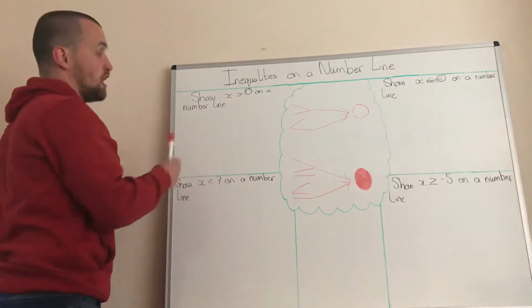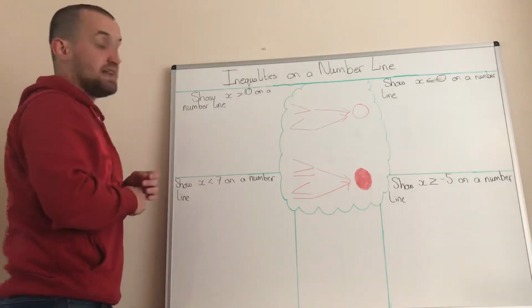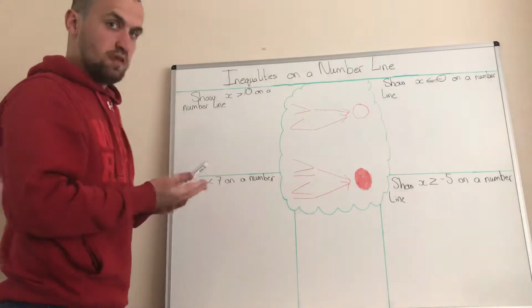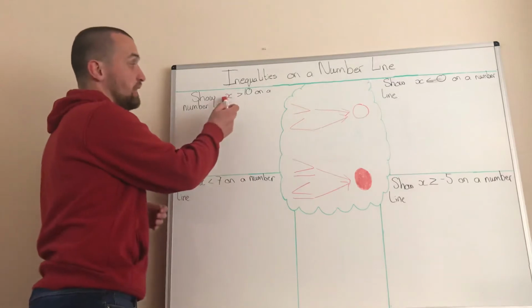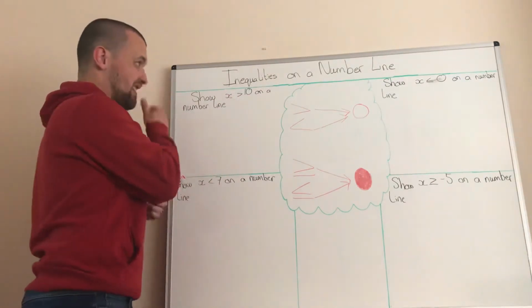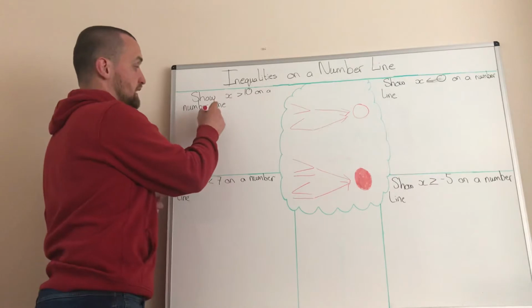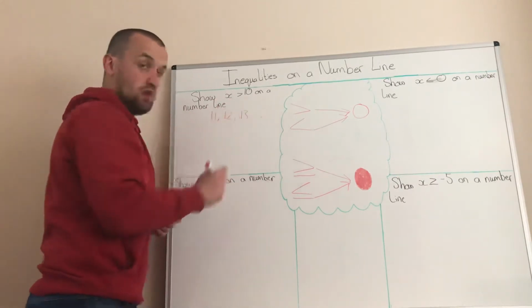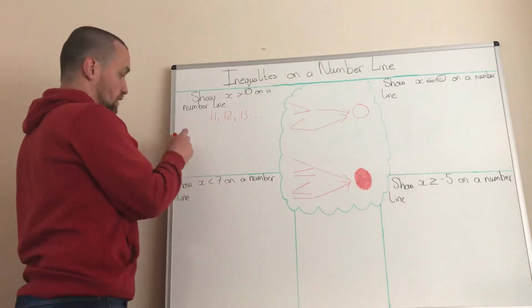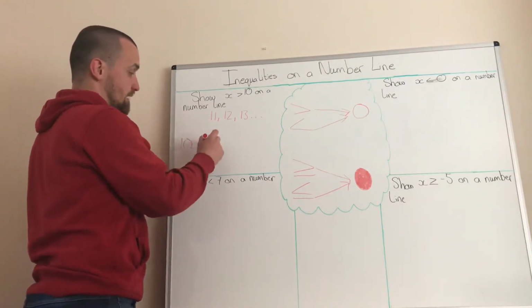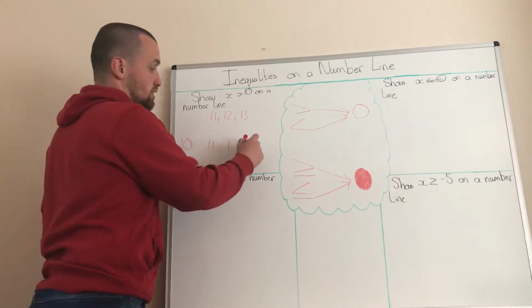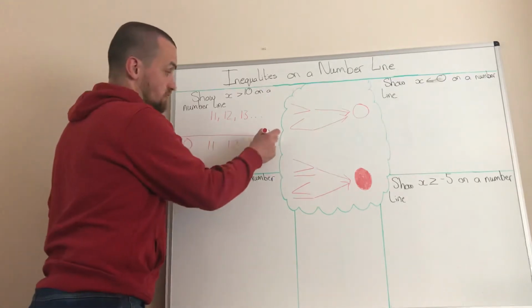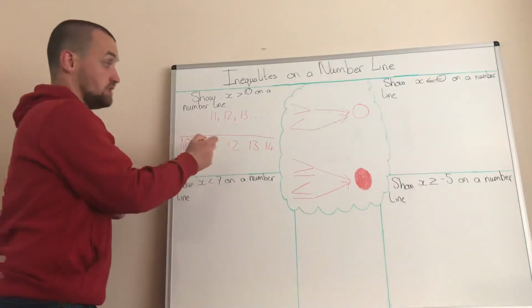So I've got an example here. Show x is greater than 10 on a number line. We all know what a number line looks like. That's not the difficult bit here. The tricky bit is putting this on a number line. So if x is greater than 10, x could be 11, 12, 13, and so on and so forth. So what we start with, we put 10, 11, 12, 13, and I will put 14 in as well. And that is my number line. It's numbers with a line.